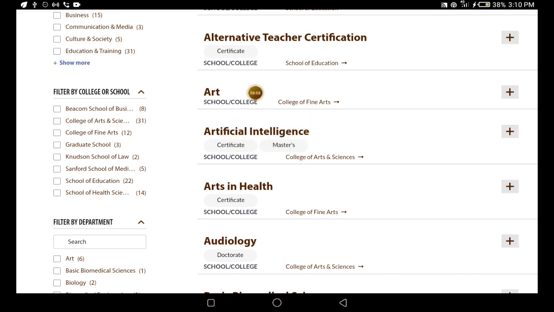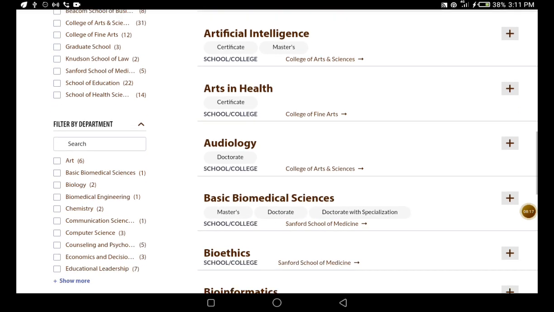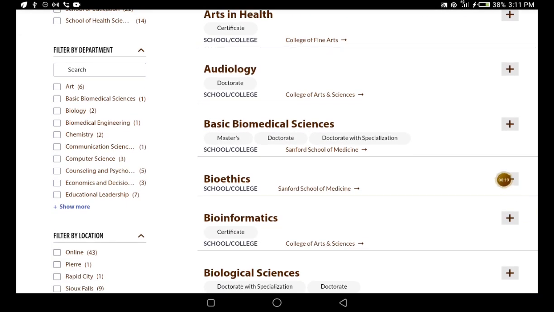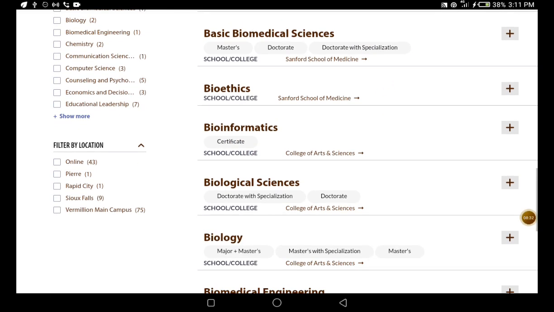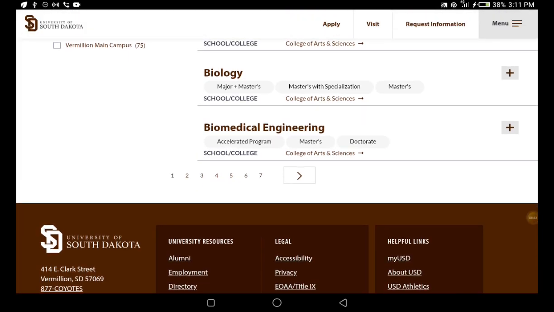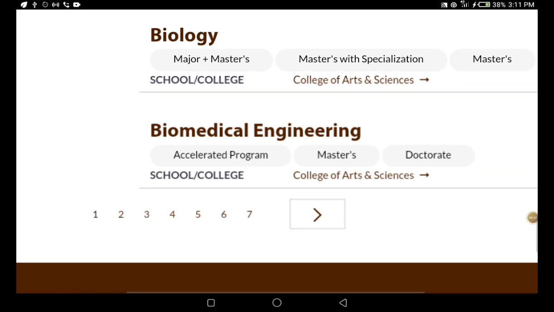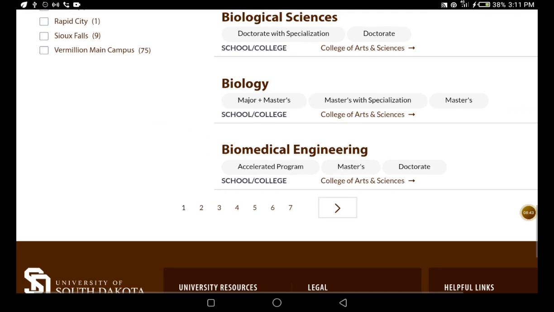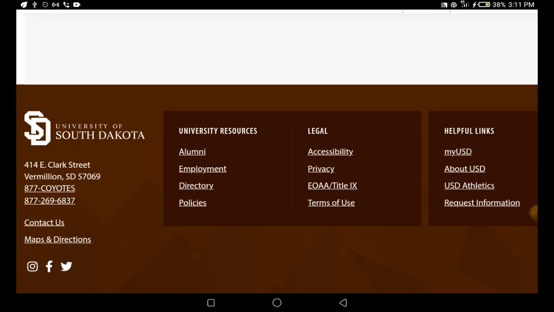If it's a certificate program, like this one now is a certificate and masters, this one is a certificate program, this one is a doctoral program. So you want to make sure that you are checking. This particular one here, basic biomedical science, is masters, doctoral and also doctorate with specialization. This one is a certificate program, and also they have a lot of programs. If you look at this particular page right now, you are going to see that they have up to 7 pages. When I counted everything, it goes to 150 plus programs that are available. So if we go to the next page.